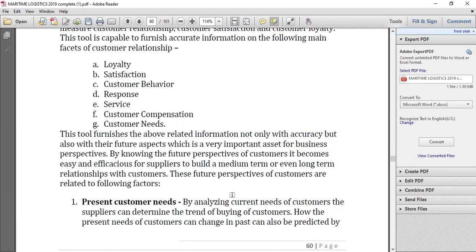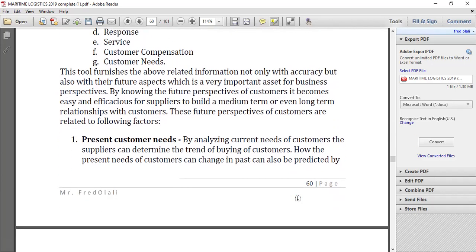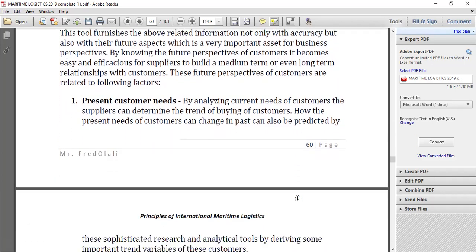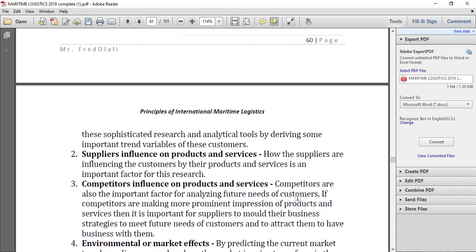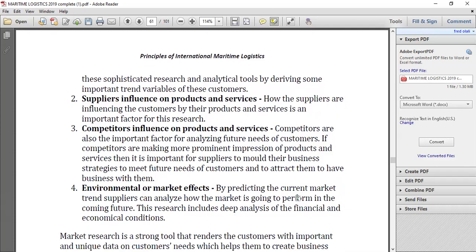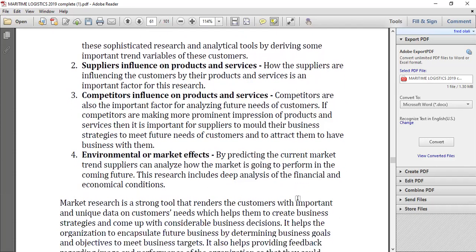So these future perspectives of customers are related to the following factors. We have present customers' needs. Now, by analyzing the present customers' needs, the supplier can determine the trend of buying of customers. So how the present needs of customers have changed in the past can also be predicted by this sophisticated research and analytical tools by deriving some important trend variables of these customers.